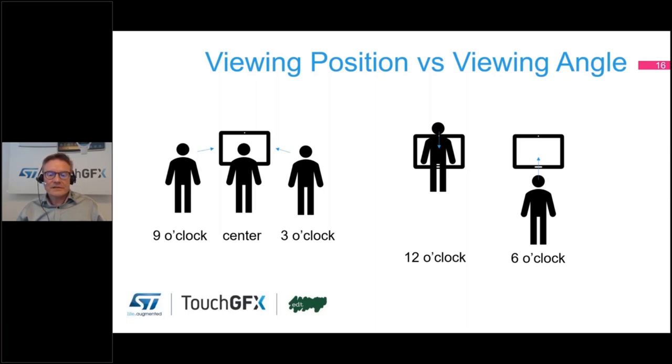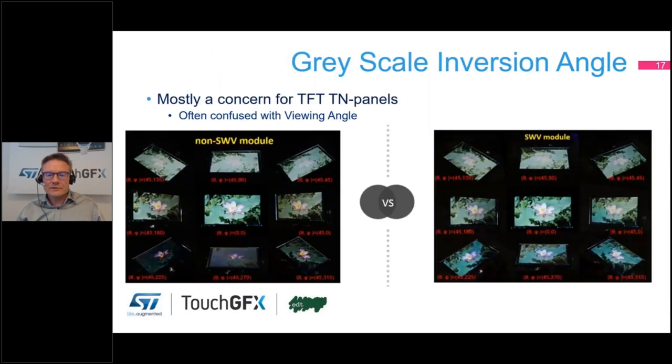And what happens is actually that from a 6 o'clock angle, you will, with a TN display, see what is called grayscale inversion. So if you look at the picture here on the left, this is the same display seen from different angles. It's a TN display. It's a phenomenon that we see typically on TN TFT displays, not on IPS or MVA displays. So this is just for TNs.